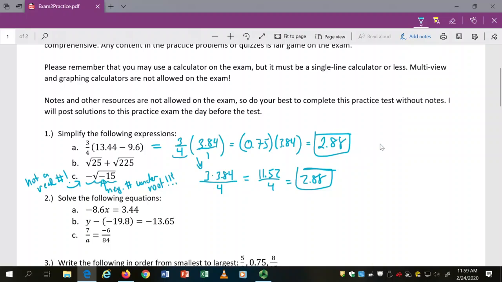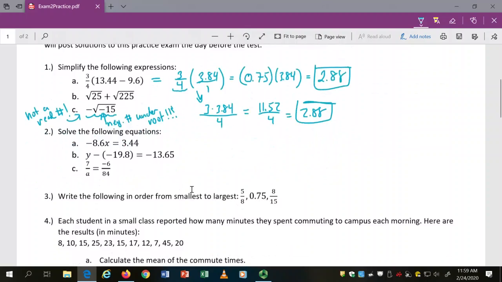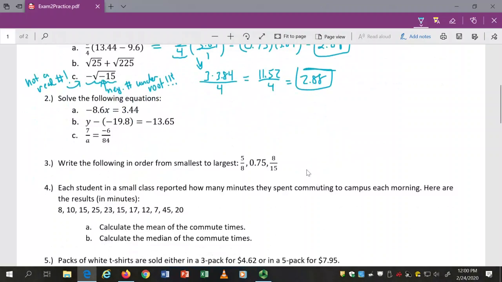All right. For 2B, you're just solving. You don't need to change those decimals. If you're dealing with decimals, the one thing I would do is change anytime I see minus or minus, I would rewrite that as plus. And then how would you solve that equation? You would just take away the 19.8 from both sides.